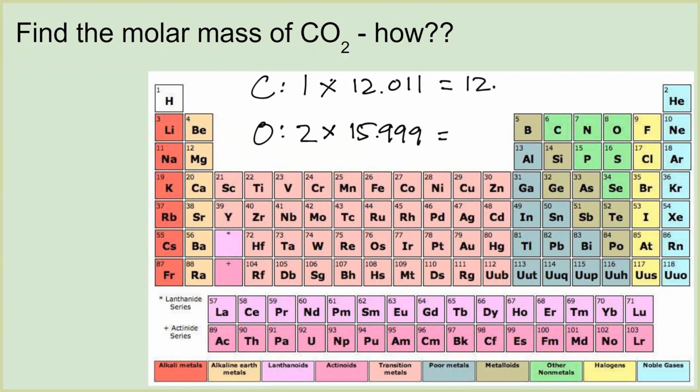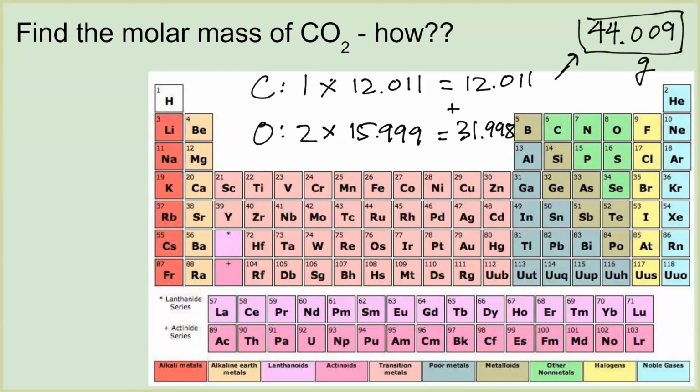So we get 12.011 and we get 31.998. Now we have to add these numbers together. And when I add these numbers together, the total number is 44.009 grams. So if I had a mole of carbon dioxide, the mass would be 44.009 grams. And all I did was add up the masses for each of those elements that were present. Okay.